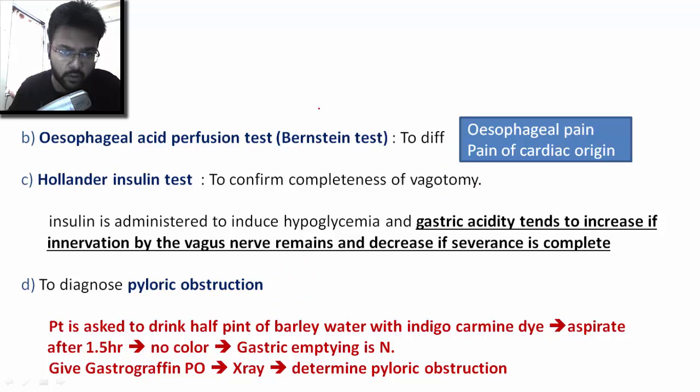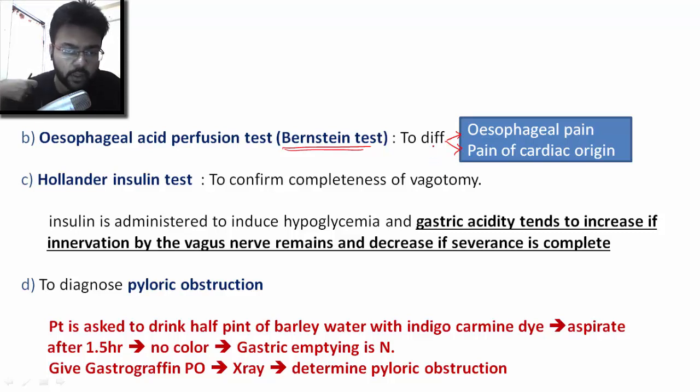It can be used for the Bernstein test. It is obsolete now, which was used to differentiate esophageal pain and pain of cardiac origin. An acidic substance was introduced in the esophagus, and if the pain is accentuated, that means the pain is of esophageal origin, and if it doesn't accentuate, that means the pain is of cardiac origin. But it is obsolete now.